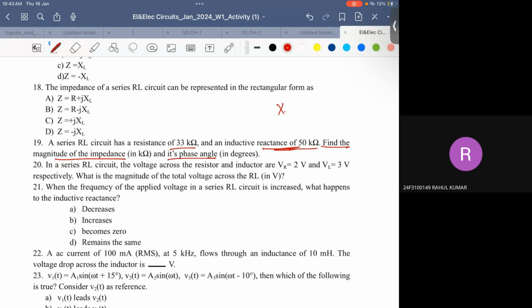50 kilo ohm has been given to me. Correct. Now you have to find the magnitude of the impedance. How will you calculate the magnitude? You already know: root of R square plus XL square. This is the impedance, correct? The whole impedance of the RL circuit. If you have to calculate the magnitude for any vector, how do you calculate? Under root of R square plus XL square, correct?